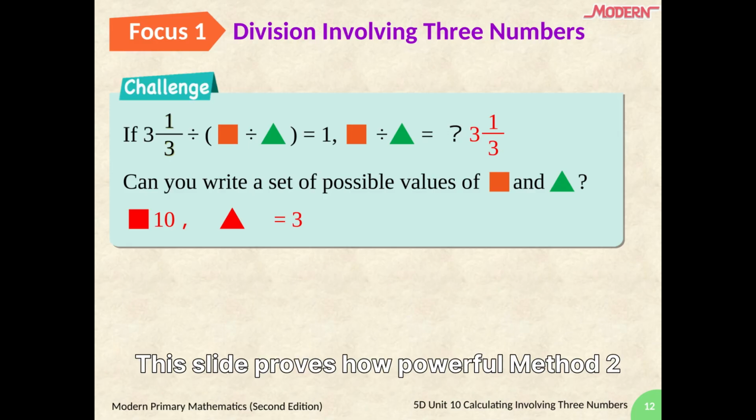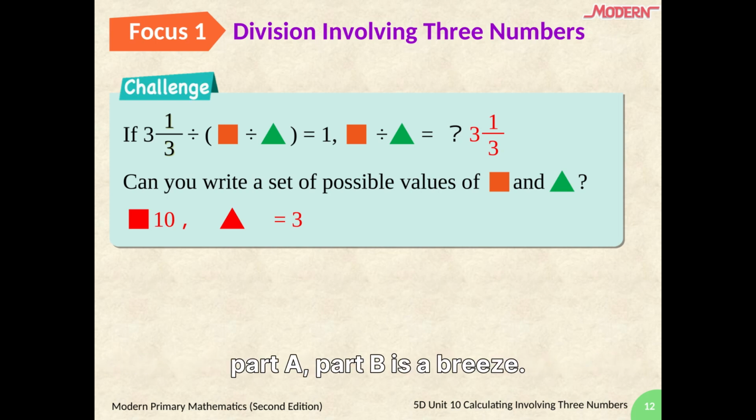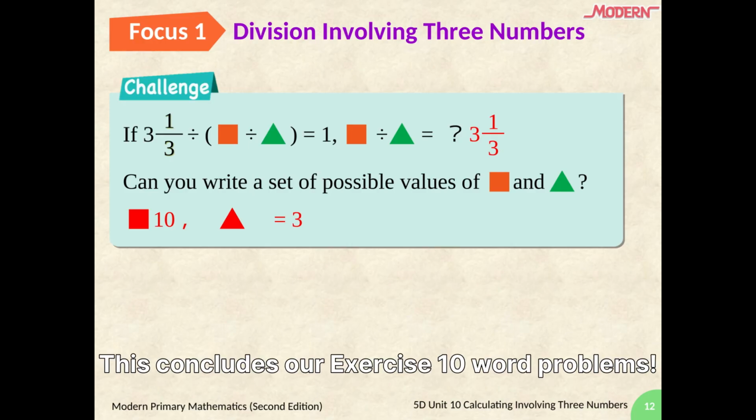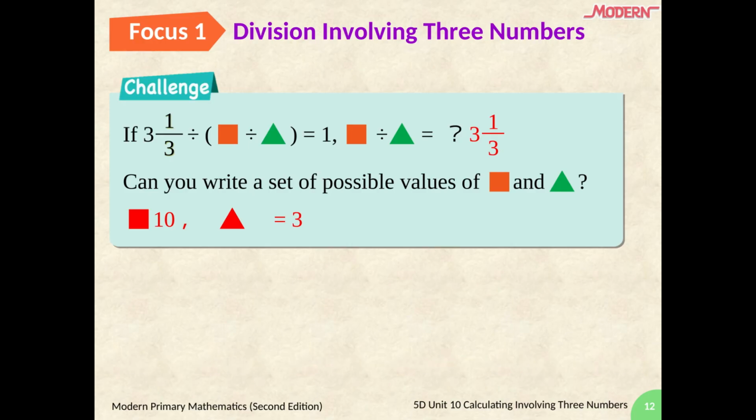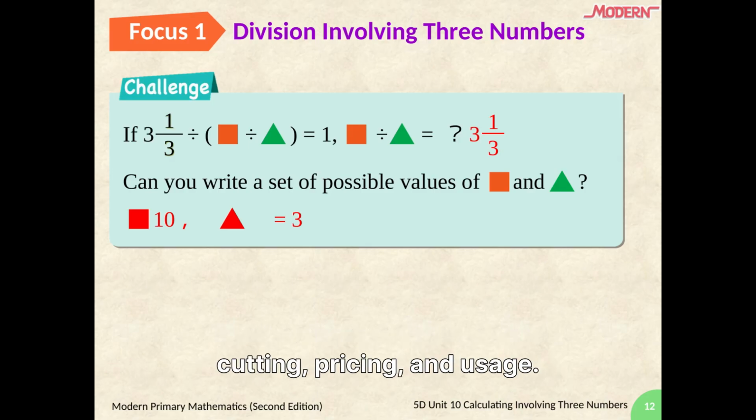This slide proves how powerful method 2 is. Once you have the common denominator from part A, part B is a breeze. This concludes our exercise 10 word problems. You've successfully solved complex stories about budgets, cutting, pricing, and usage.